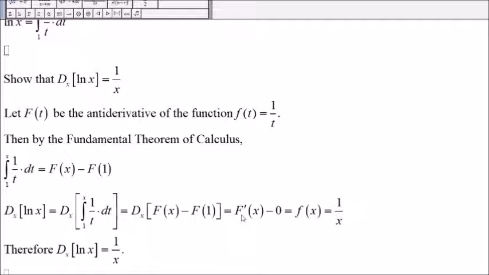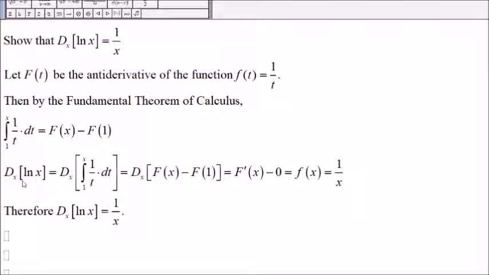But the derivative of the antiderivative is the function f of x. f of t is 1 over t, therefore f of x is 1 over x. And so we have just shown that the derivative of the natural log function, ln of x, is 1 over x.